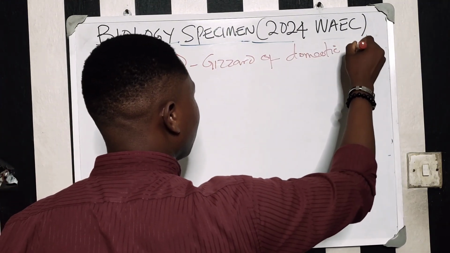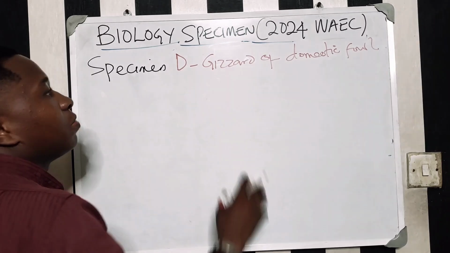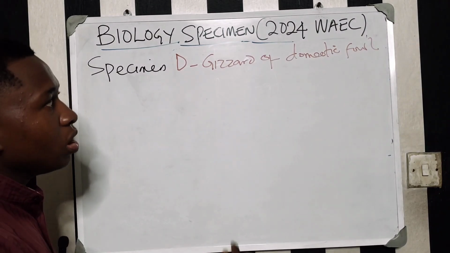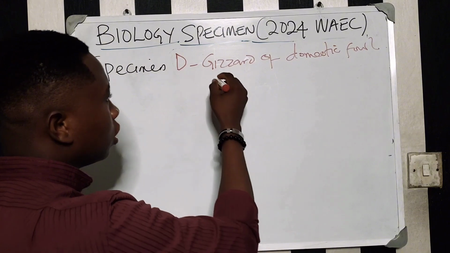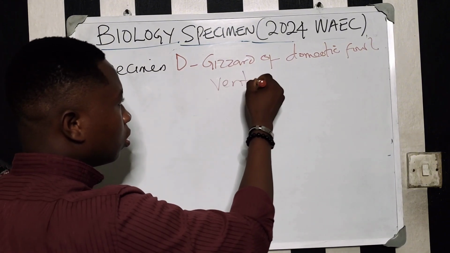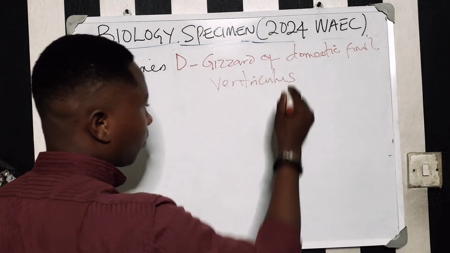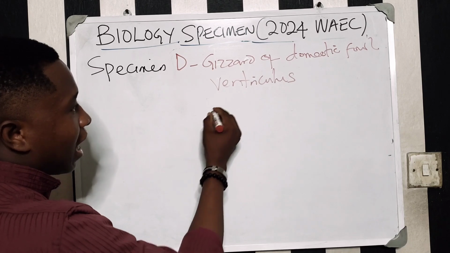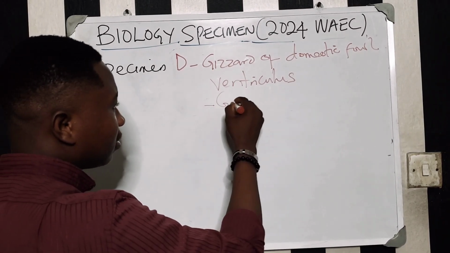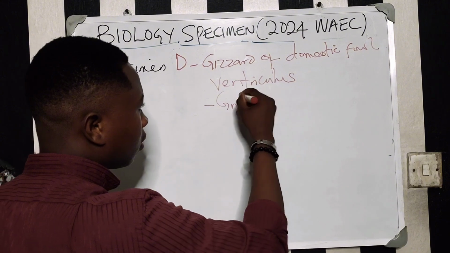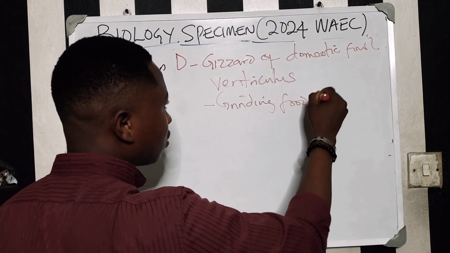Gizzard of domestic fowl. Okay, so specimen D is also called the ventriculus, and it has an important function. It functions in grinding food particles.